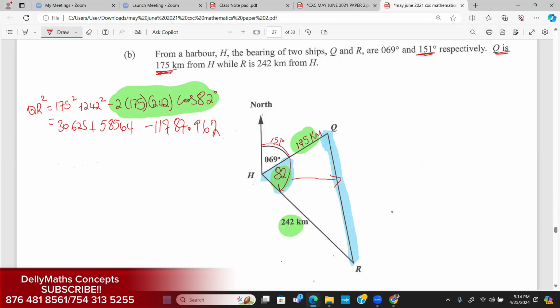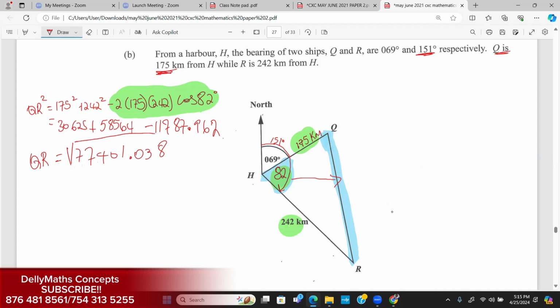So let's finalize this. 30,625 plus 58,564. And we're taking 11,787.962. All right, I'm getting 77,401.03, 8 and so on. So in terms of finding QR, we're going to have to take the square root of this number.